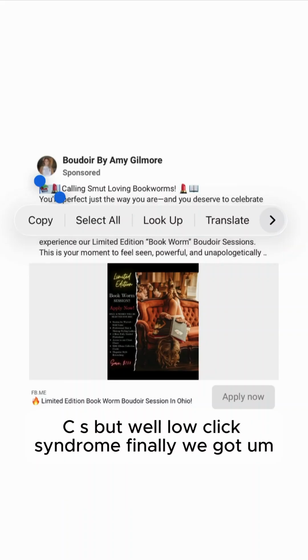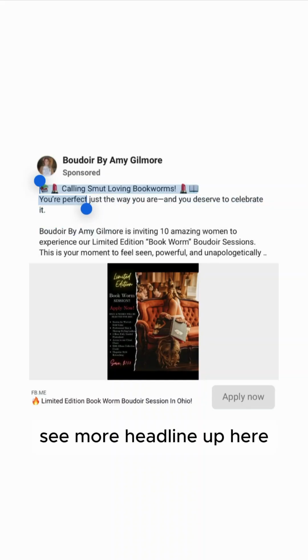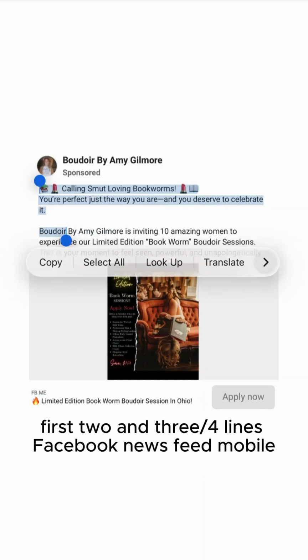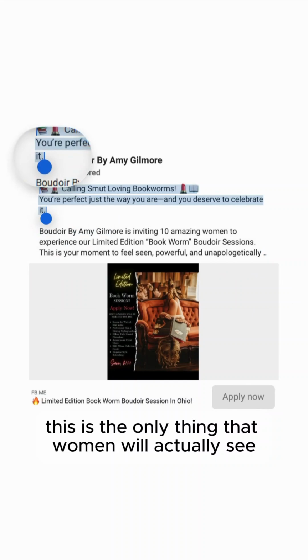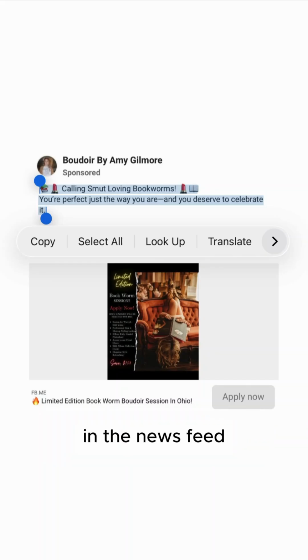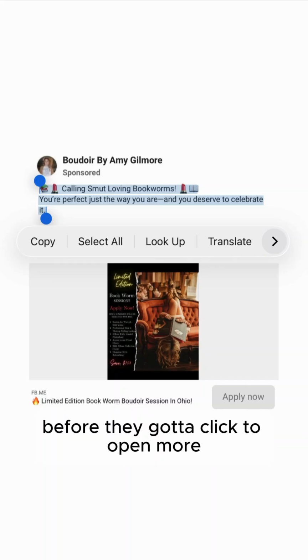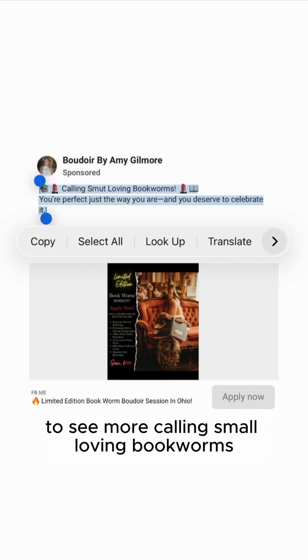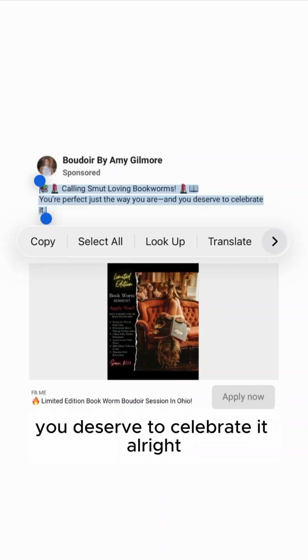Finally, we've got the see more headline up here. First 2 3/4 lines, Facebook newsfeed mobile. This is the only thing that women will actually see in the newsfeed before they click to open more to see more. "Calling small 11 bookworms. Just deserve to celebrate." All right, so small amounts of context here, but this is the lack of context mistake.